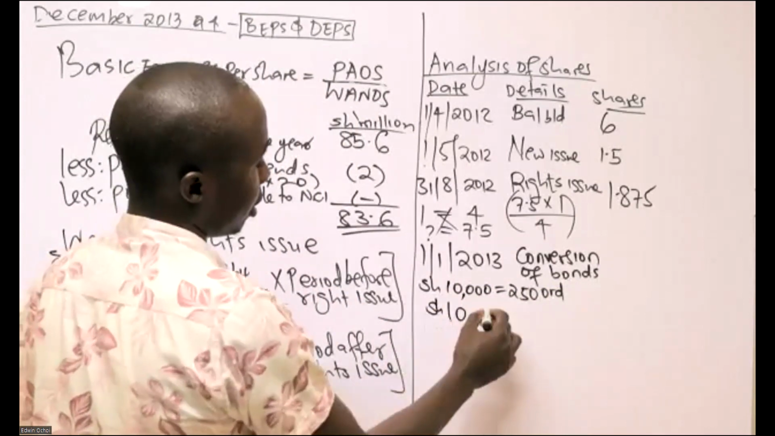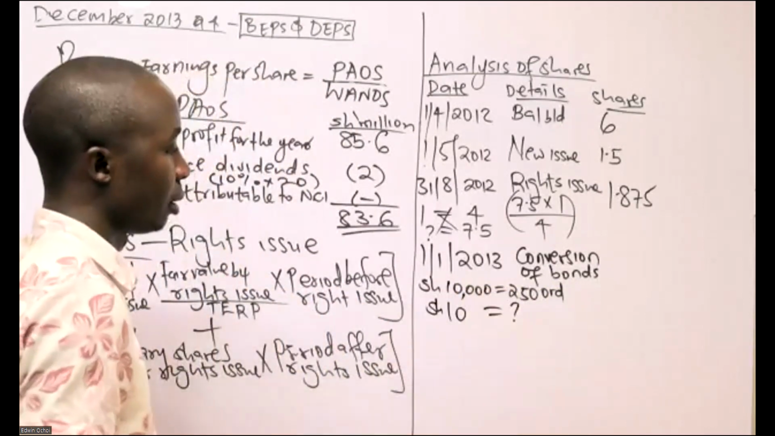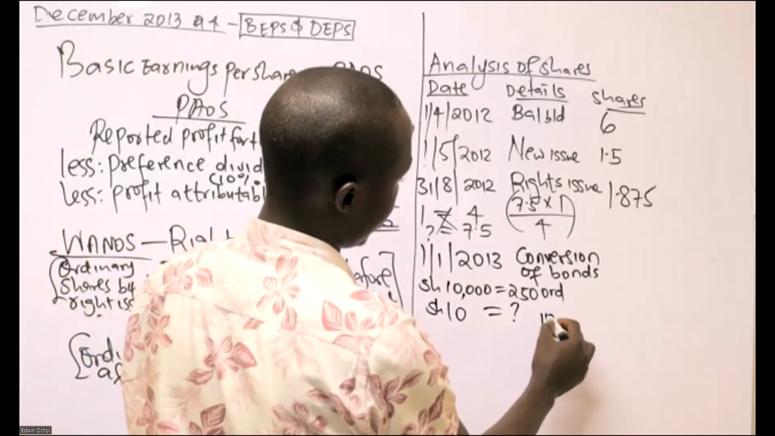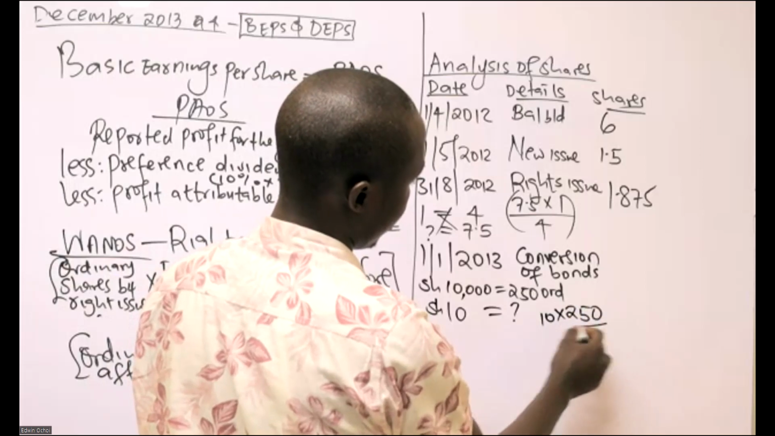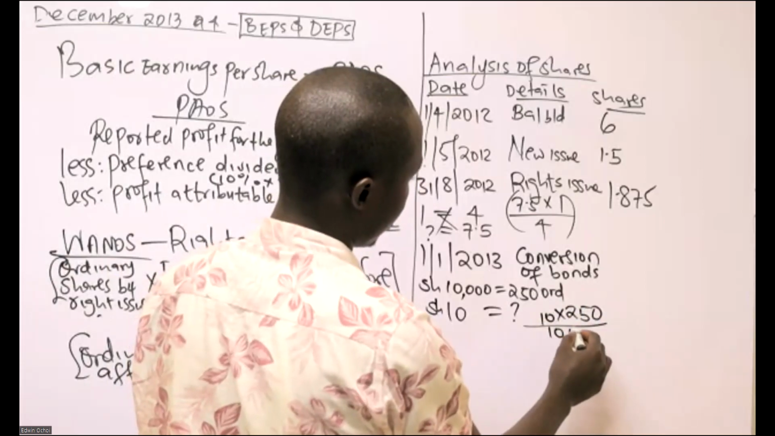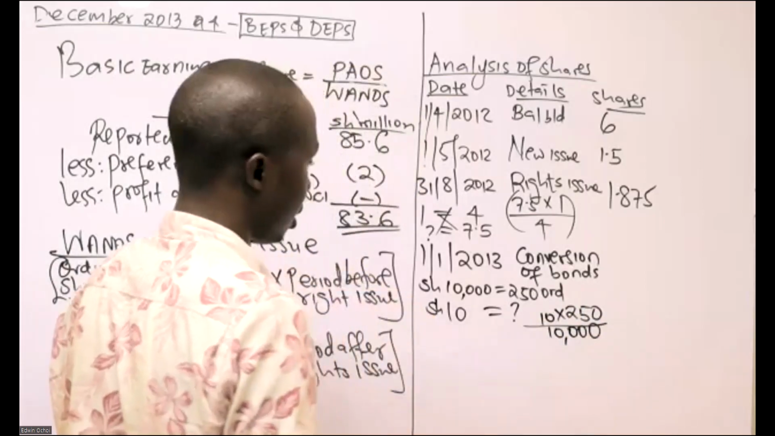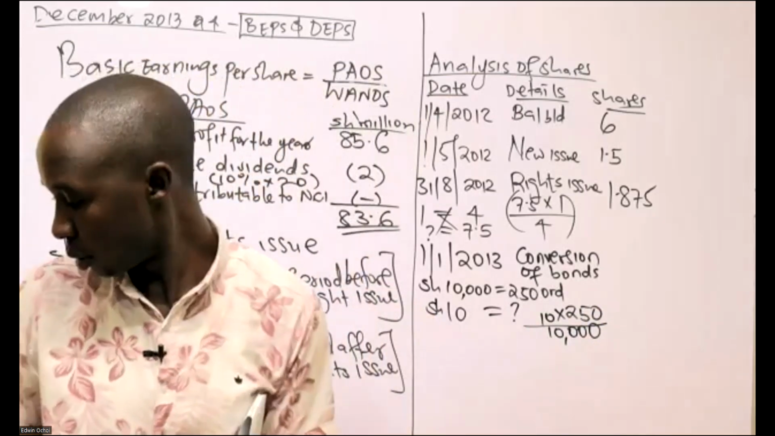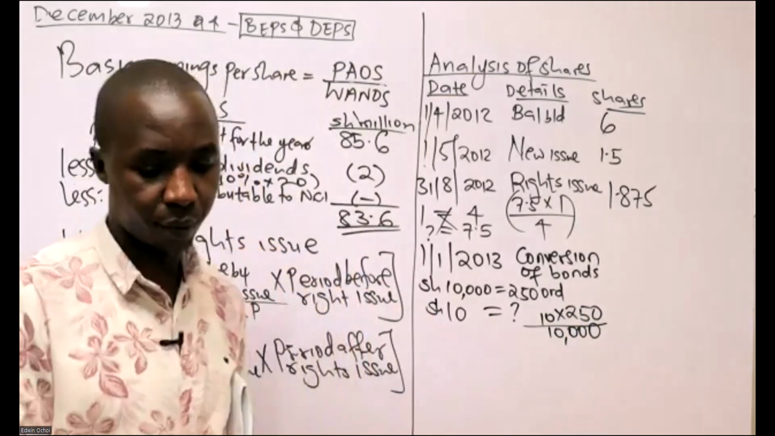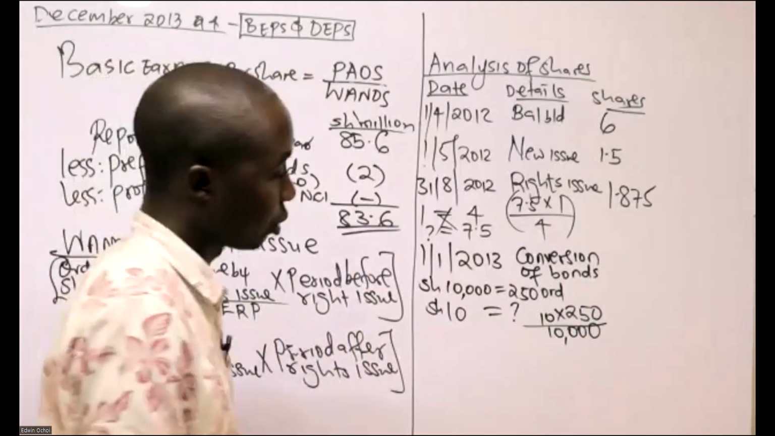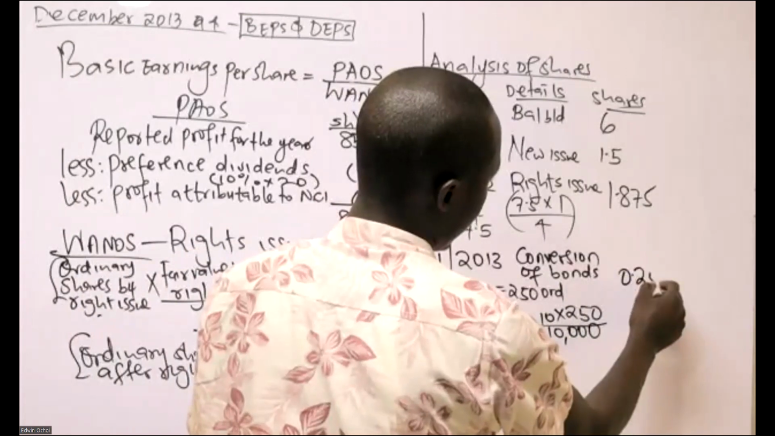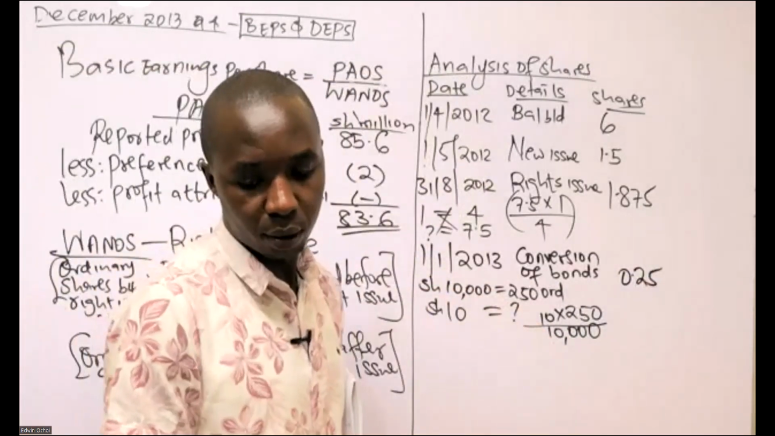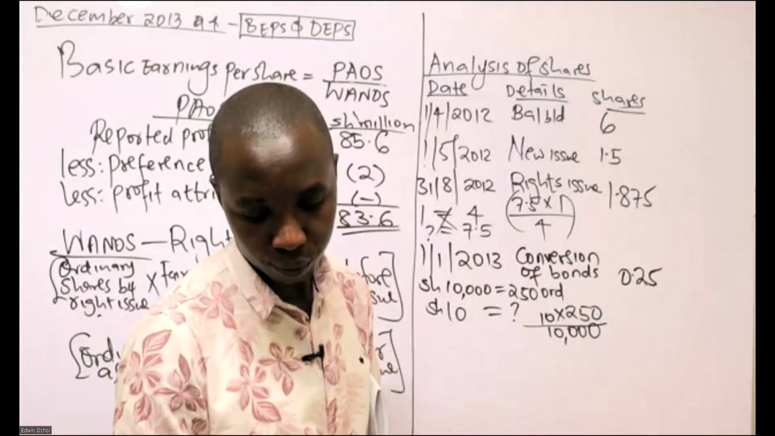In which manner did they convert to ordinary shares? So here we say 10 million times 250 over 10,000. So what do you have? 0.25. All right. So that is it.